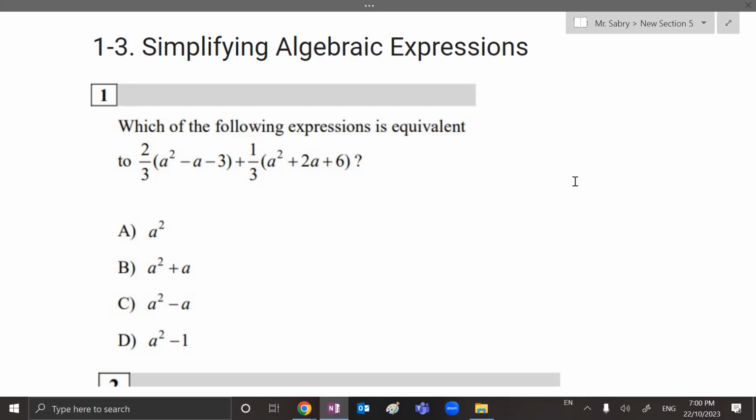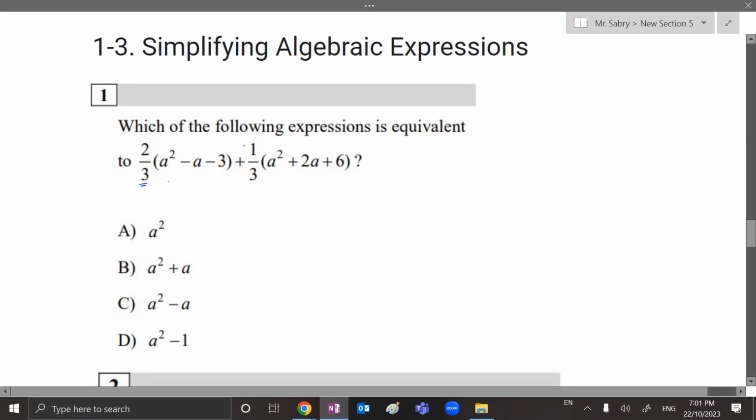So we're starting with one. I have: which of the following expressions is equivalent to this? Now, any number that is multiplied by the bracket, I have to distribute that number on everything in the bracket. So 2/3 times a squared, that's 2/3 a squared, and then minus 2 over 3a, and then 2 over 3 times negative 3 on the calculator, that's negative 2. Then 1 over 3 times this will become 1 over 3a squared, and then 1 over 3 times 2, that's 2 over 3a. 1 over 3 times 6, that's just positive 2.